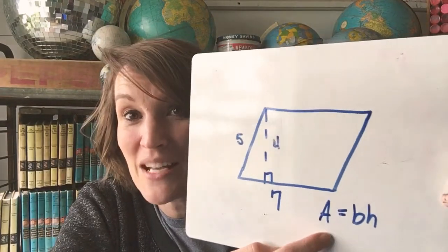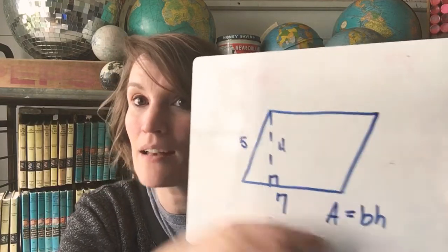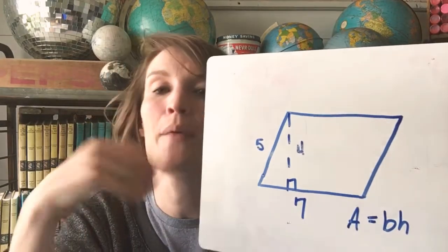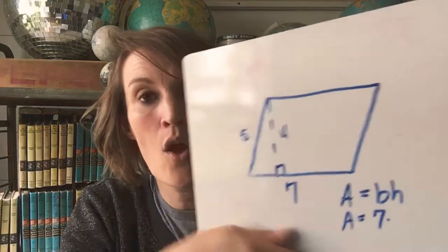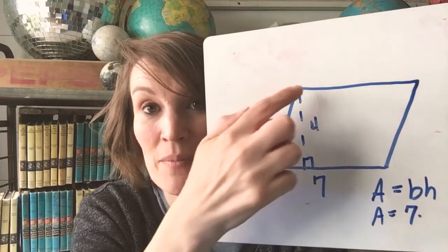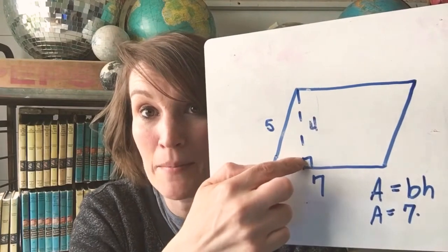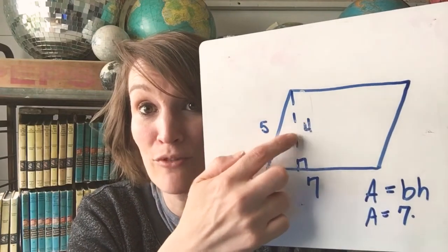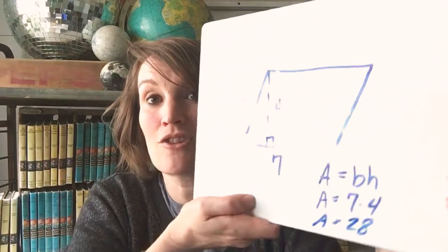Okay. Area is equal to base times height. So what is base and what is height? Well, I know that the base is 7. We got that. Area is equal to 7 times height. Which one of these is height? The distance from the top to the bottom is height. So that is 4. So area is equal to 7 times 4, which is 28.